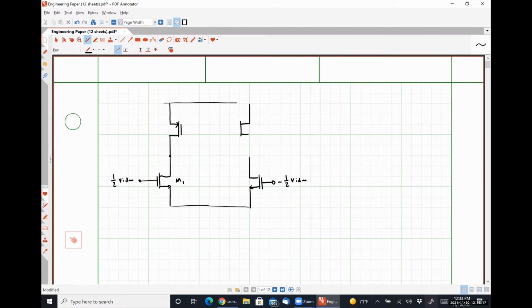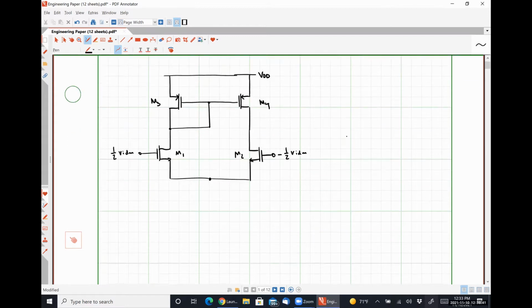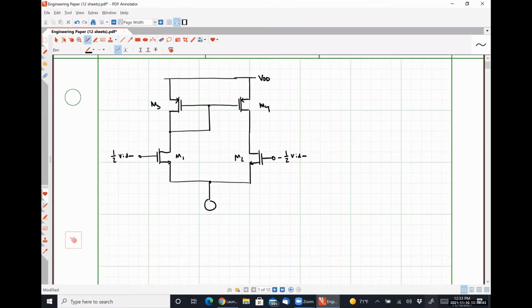We're going to load that differential pair with our CMOS current mirror. Some voltage VDD here. Let's see, this is M2. This guy will be M3. This guy will be M4. And for now, we're going to bias this guy with some current I reference. Okay.